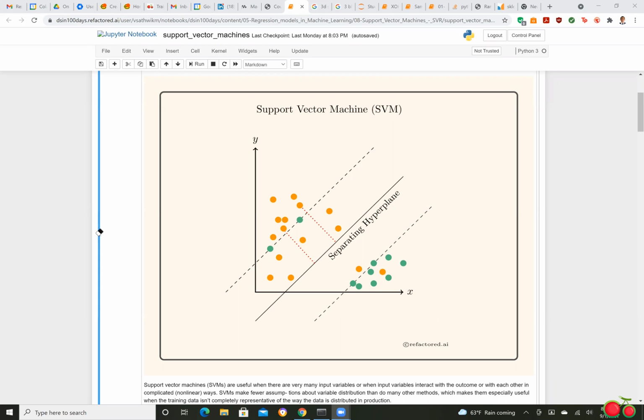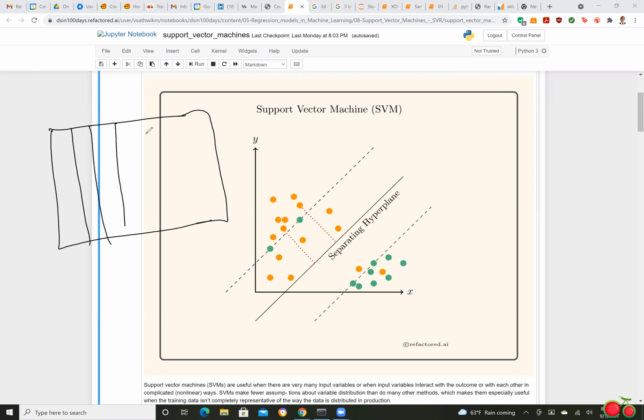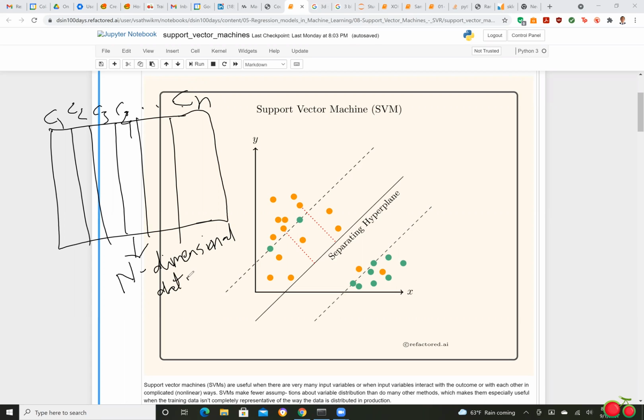Right. So if you are talking specifically about your data set, n is basically the number of dimensions. That means the number of columns your data set itself has, right? So let's assume that I have a table which has so many columns: column 1, column 2, column 3, column 4, and so on, up to column n. So there are n columns in my table. This is an n-dimensional data set.